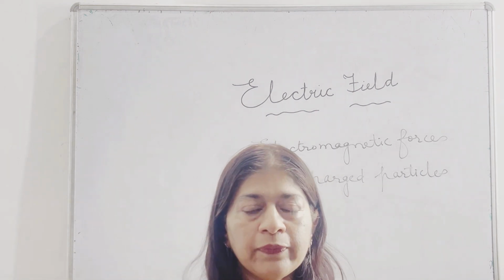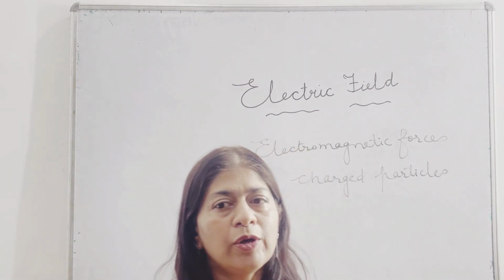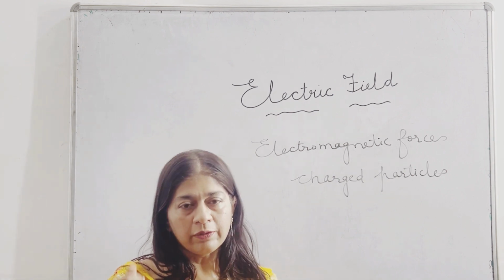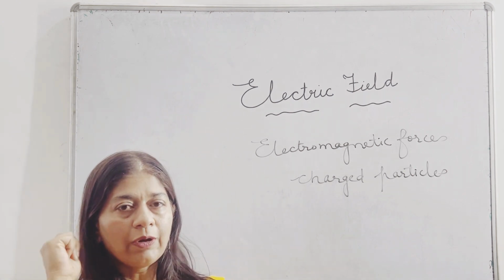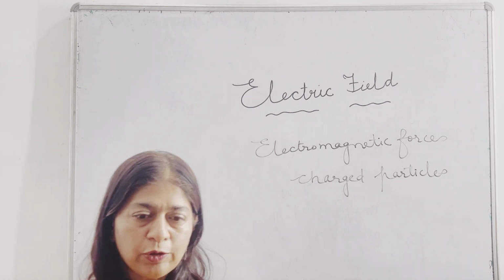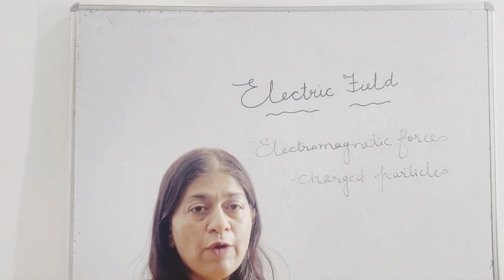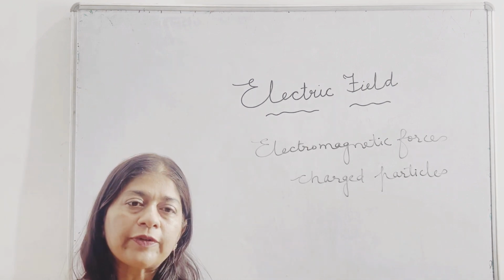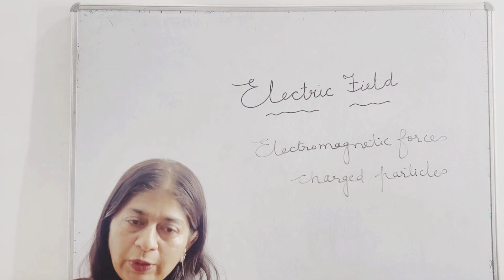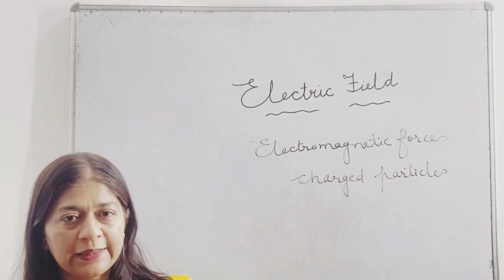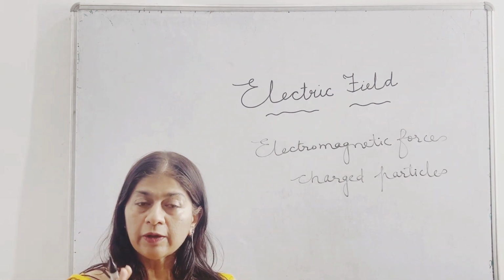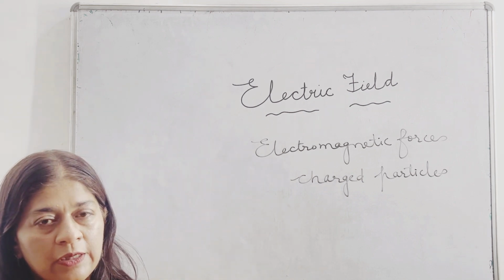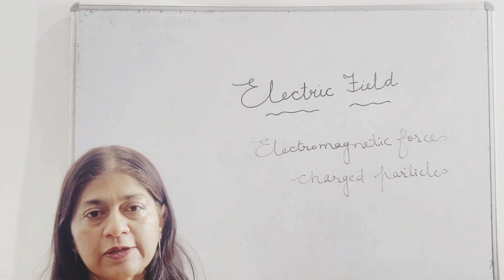For example, in your lower classes, you might have used a scale, a ruler, rubbed it on your hair, and taken it close to bits of paper. And what you find is that there is attraction between them. The bits of paper got attracted towards that ruler. So what is happening here basically is that while rubbing, the comb got electrified. The comb got charged particles on it.